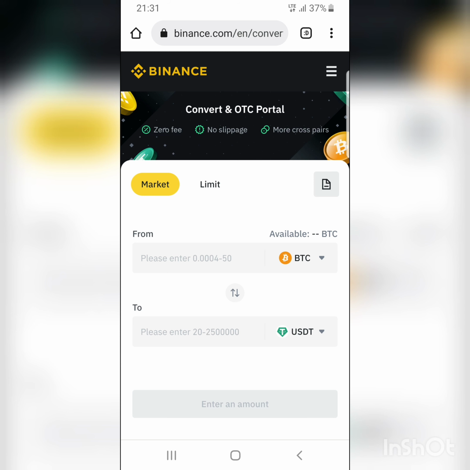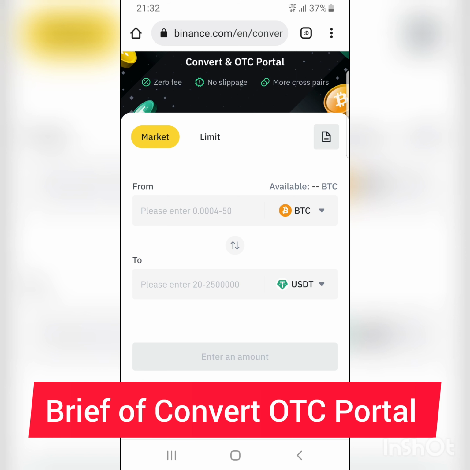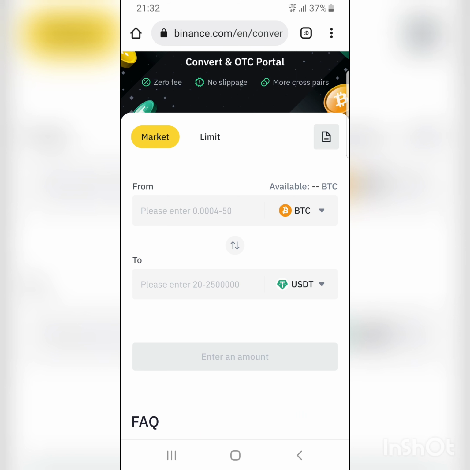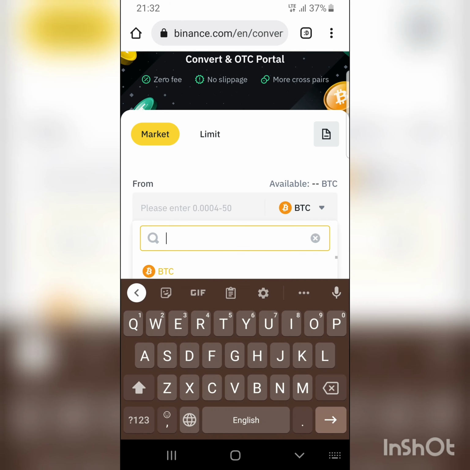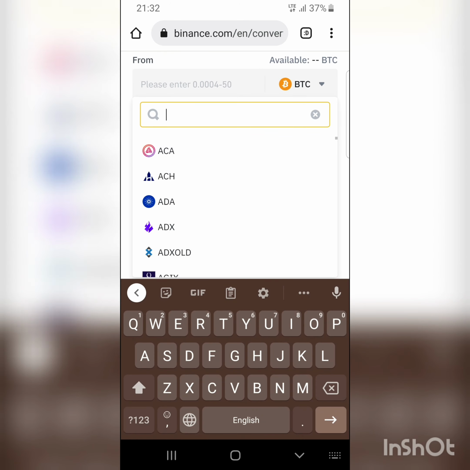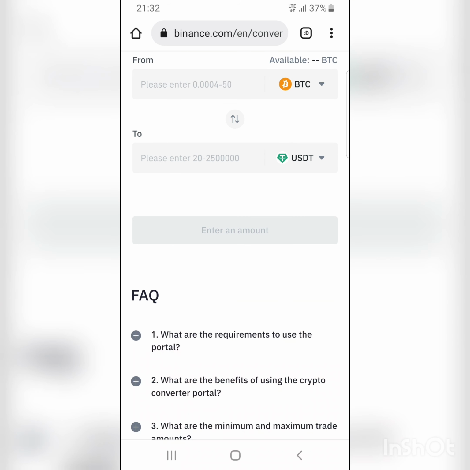They say it has zero fees, no slippage, and more cross pairs. You can convert from BTC to USD, or you can even make the reverse. You just toggle this. You can see the pairs are here. I'll show you later. There are many pairs you can choose from, but I'll show you the live example. I'll go back to my Binance account later. You can see the pairs here. There are really very many. So let's look at the requirements.